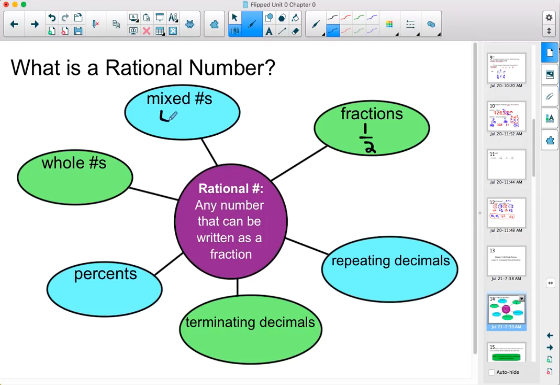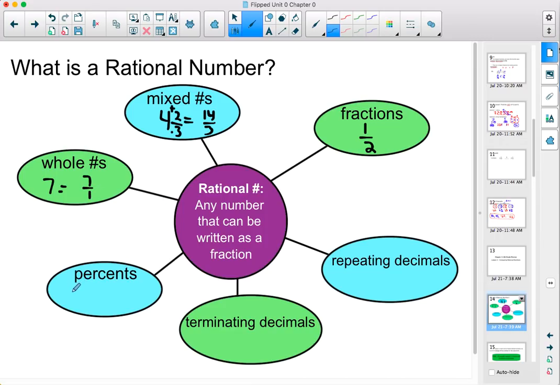All mixed numbers can be written in fraction form. Let's do 4 2/3. Okay, that is a mixed number. If we want to write it as a fraction, we multiply the denominator times the whole number and add the numerator. 3 times 4 is 12, plus 2 is 14, and then we keep the same denominator. Okay, so that's 14/3. Mixed numbers are always rational. Whole numbers are always rational as well. Whole numbers can be written in fraction form by simply putting that whole number over 1.